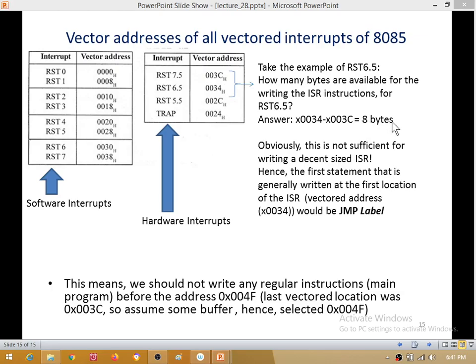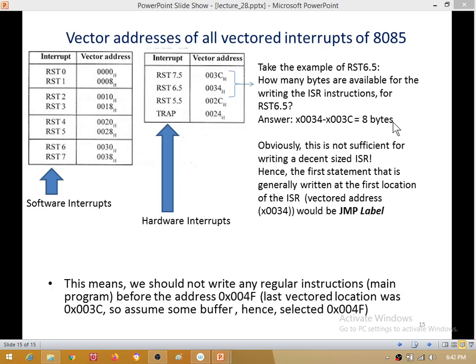So within 8 bytes you are not going to be able to write a long interrupt subroutine, because in general an interrupt subroutine is going to perform hundreds of assembly language instructions. Within 8 bytes I will not be able to write more than 3 or 4 instructions, which means how am I going to write a large interrupt subroutine?